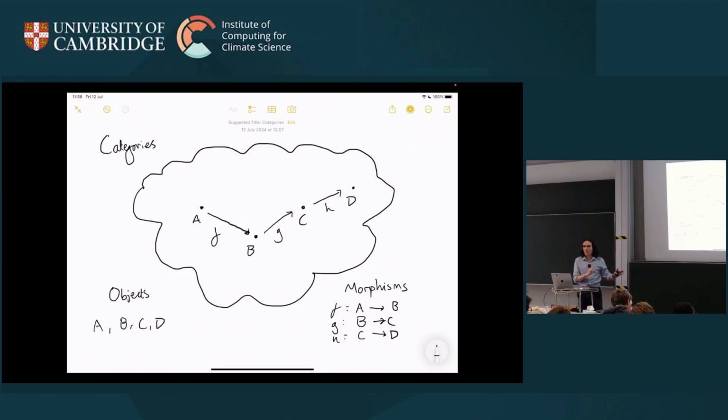So we have a collection of objects and a collection of morphisms. We haven't really said what those are. It just depends on our particular example. This is abstract at the moment. Now, that's not all we have. We have a bunch of other things in our category as well.